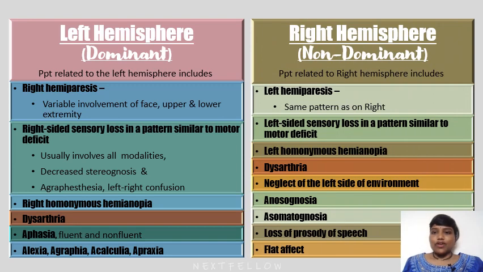And in case of the right hemisphere, there will be left hemiparesis, left-sided sensory loss similar to the motor deficit, left homonymous hemianopia, dysarthria, anosognosia, asomatognosia, loss of prosody of speech, and flat affect.